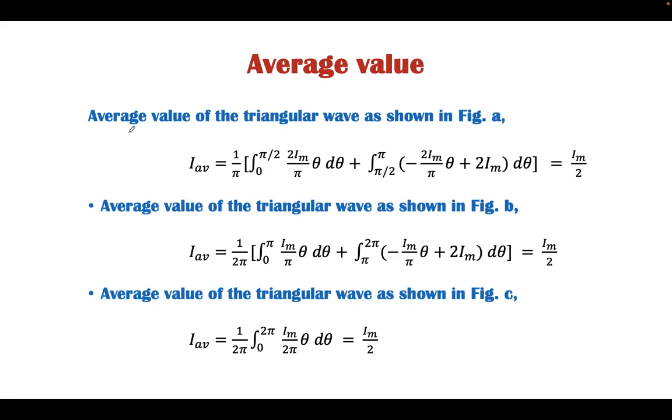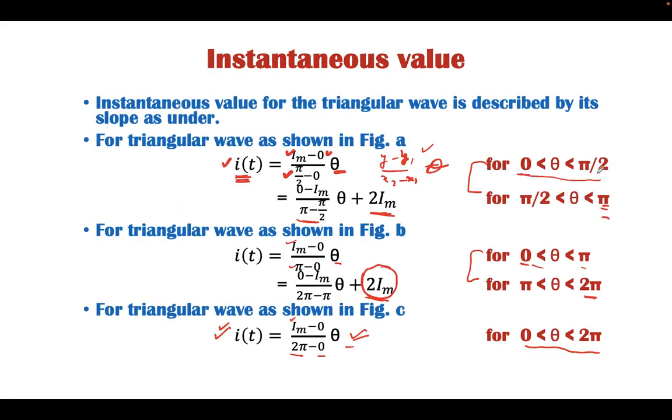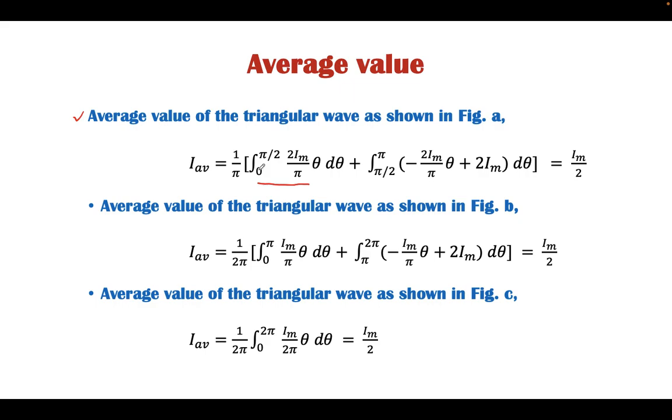Now, considering the average value, since we know the magnitude of the quantity, this is the magnitude in the first interval 0 to pi by 2, and this is the magnitude when considering pi by 2 to pi. Hence this function is separately integrated from 0 to pi by 2 and then pi by 2 to pi. Putting the value of i(t) for these two parts, this is for the first half, this is for the second half, and solving this integration, the final value will be Im by 2. Similarly, we get the average value of the second waveform.